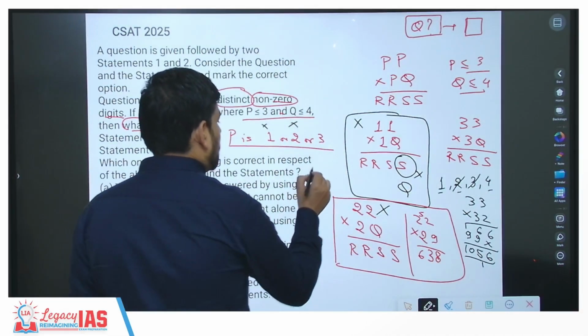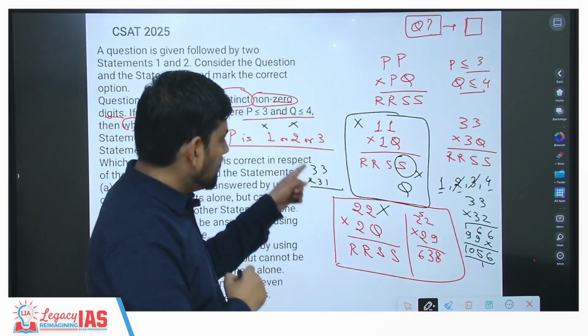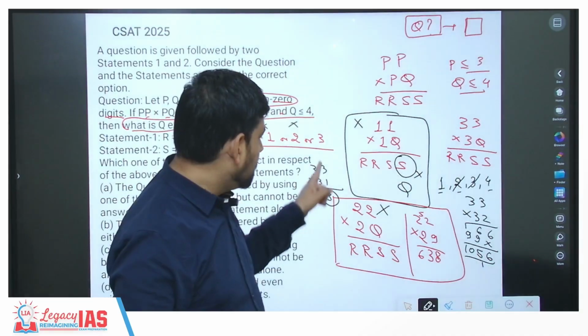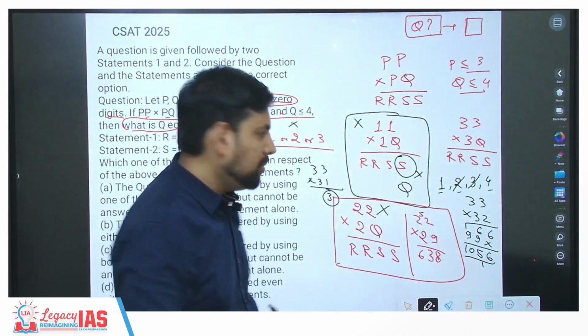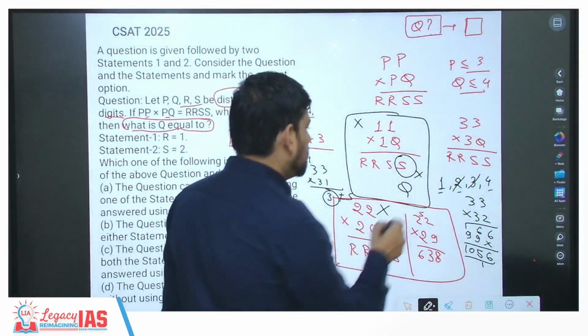Then 33 into 31 is of course not possible. Why? Because then the last digit will become 3, correct? And 3 is already taken by p, so that cannot be s. So 33 into 31 is also gone.